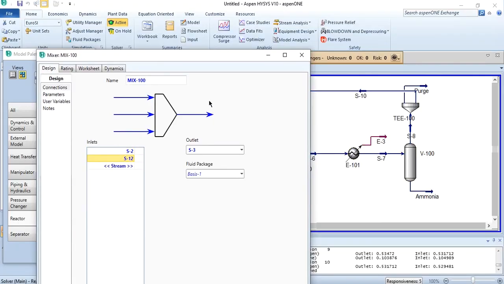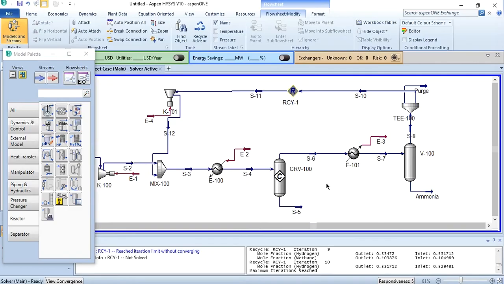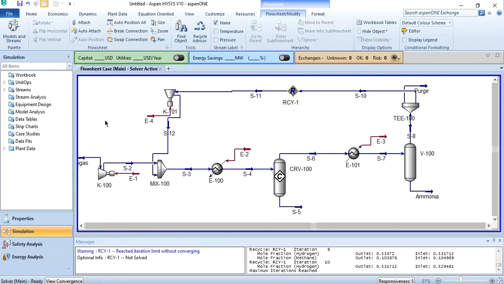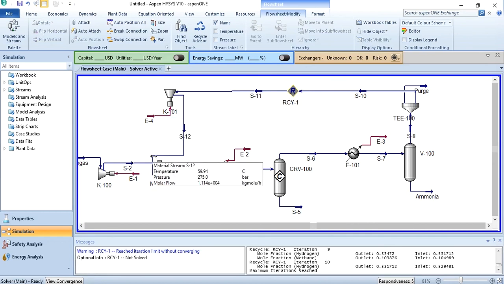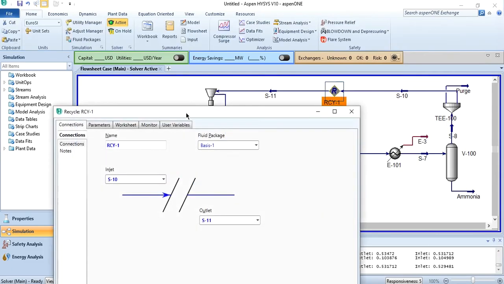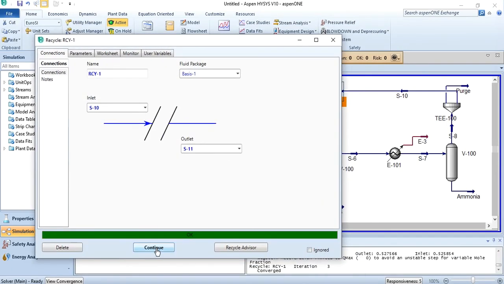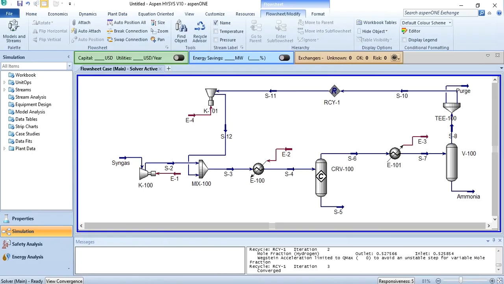And this is connected. As you can see, go to this message: Warning, recycle 1 reached iteration limit without converging. This is currently yellow. It means that the recycle is not converged yet. It is providing you a solution, but the solution is incomplete, and once it is incomplete, it is not correct. Click on this recycle and continue. Once you continue, it means that you have increased the iterations. So now it is converged, and there is no message appearing over here.